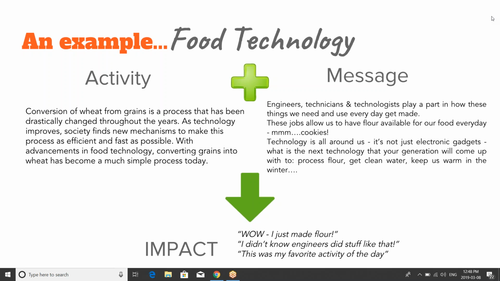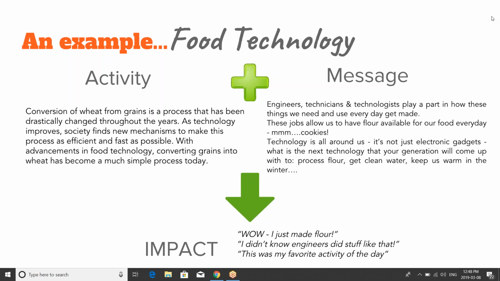And I don't know why it surprised me so much, but I guess these are things we take for granted, right? Just knowing flour is going to come out the other side. But being able to message that, I think, was an important part of helping the participants get to that emotional response.